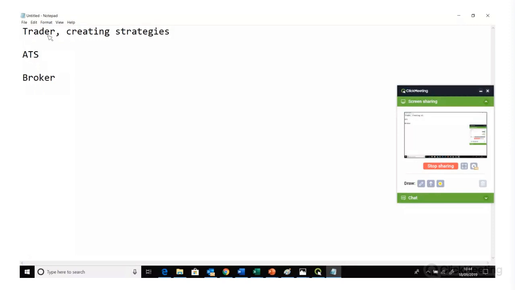And ATS is where you then enter them. I'll show you how to do that in a moment. You enter them, you can back test them and set them to run live. Your broker is essential purely and simply because they are the part of the equation that will be executing the trades for you. So you have the trader, which is yourself. You have ATS in the middle where you create your strategies, you back test them, you set them to run live, and you have the broker.